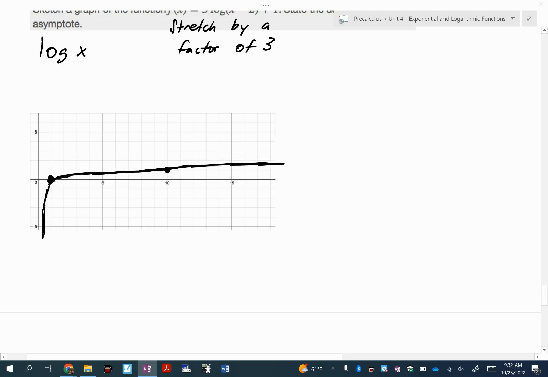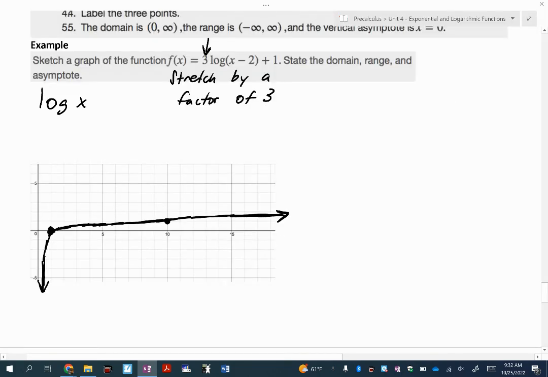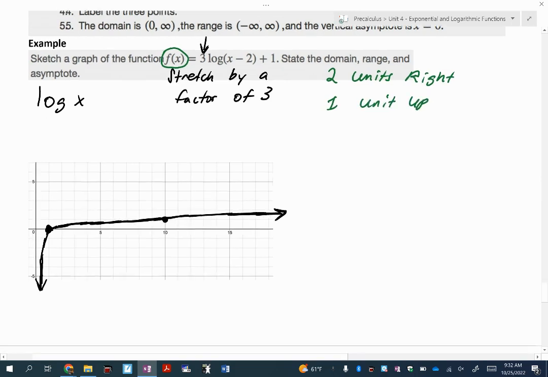Okay, so again, there's my asymptote. You can see it as the y-axis. Now let's go ahead and graph this one, where a couple of things are happening. Not only are you going to have that stretch by a factor of 3, but you're also moving it 2 units to the right and then 1 unit up. So we also have a horizontal and vertical shift.